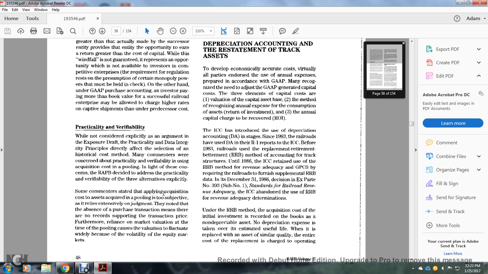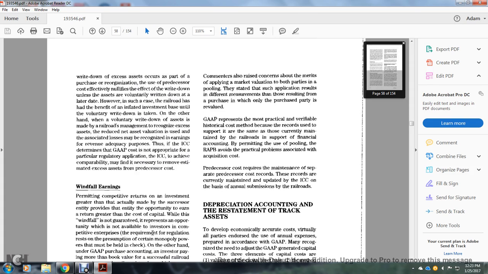Some commentators stated that applying the acquisition cost for the assets acquired with the pooling is subject to revision and extensive judgment, noting the absence of the purchase transaction, with no record supporting the transaction price. Furthermore, reliance on the market revaluation at the time of the pooling could cause the valuation to fluctuate wildly because of the violated equity of the markets.